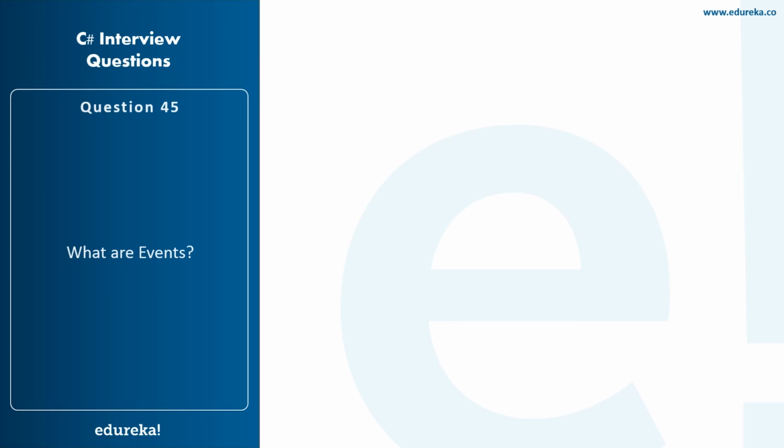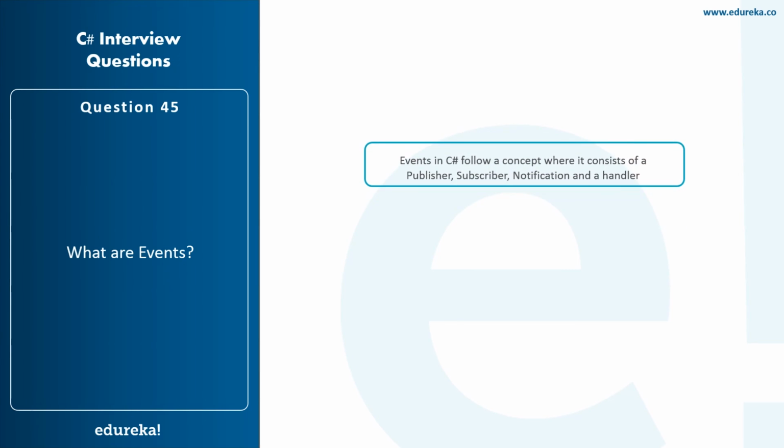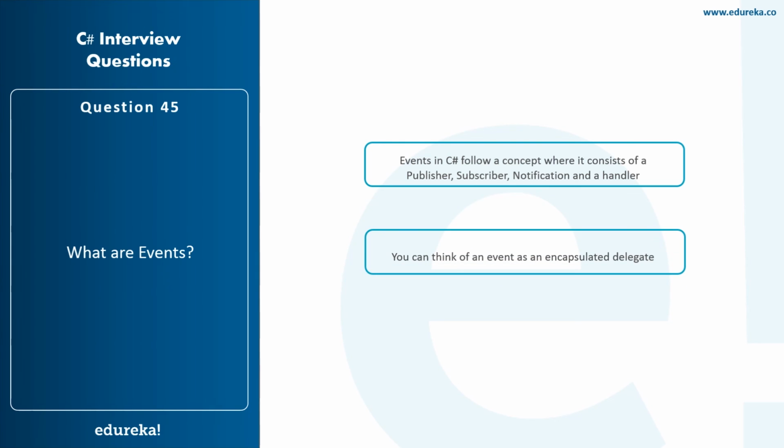And now let me move on to the next question, which asks what are events. Events in C# follow a concept where it consists of a publisher, a subscriber, notification, and a handler. So you can think of an event as nothing but an encapsulated delegate. I've also given a small programming example here. So let's say I have created a function which is a public delegate void TestEvent.